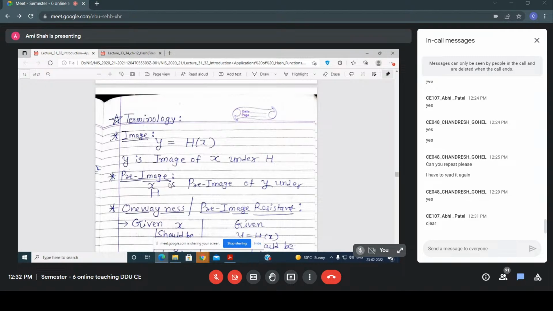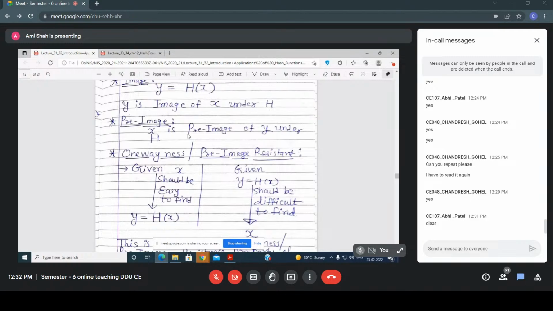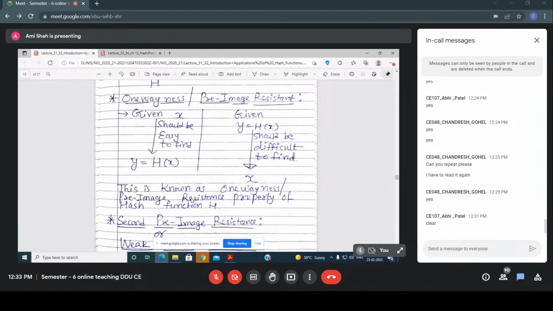First of all, that is the pre-image. Read this property: x is the pre-image of y under h. This is the one-way, pre-image resistant property. Given x, it should be easy to find y, and given y equals h(x), it should be difficult to find x. So this is known as the one-wayness or pre-image resistant property of the hash function.